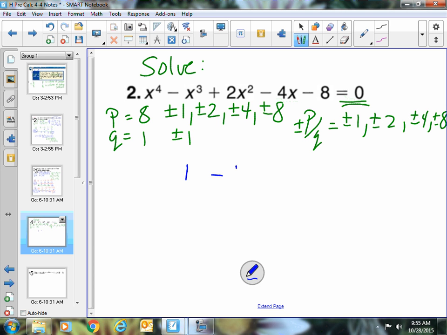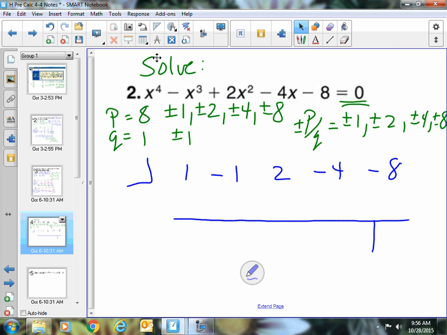So if I go ahead and set up my synthetic division, don't graph this one, you guys. Resist the urge. See if you can guess and check and find ones that work. There's not that many to try. There's only 8, and they're nice numbers. So go ahead, pause the video, see if you can do synthetic division and find a root that works.